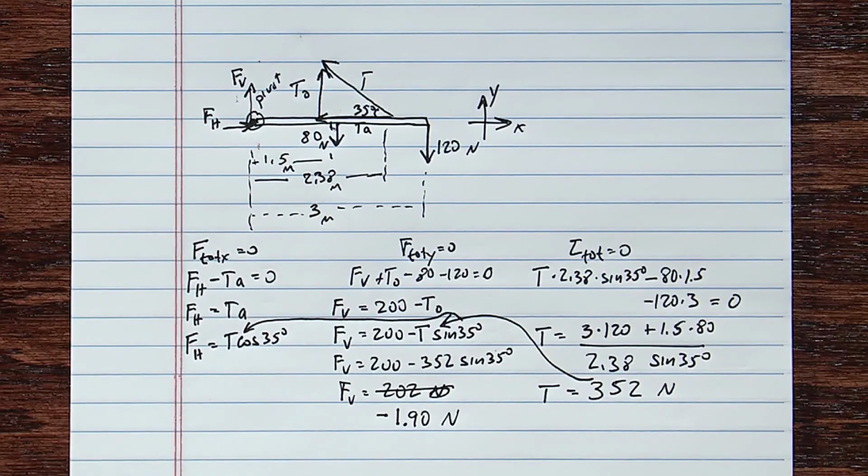Now for the horizontal force, we have 352 times the cosine of 35 degrees. And that is 288.